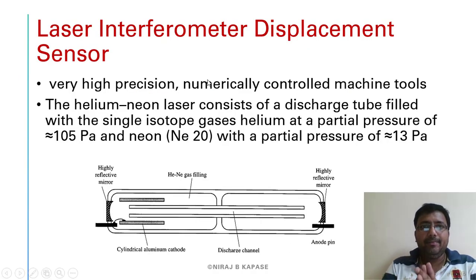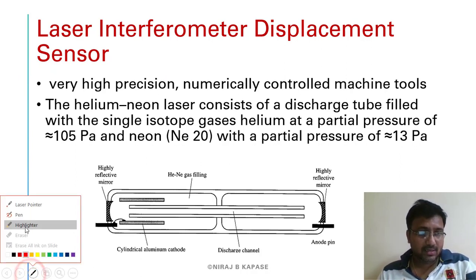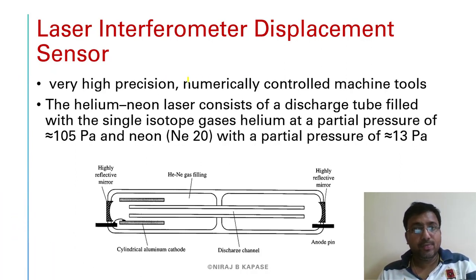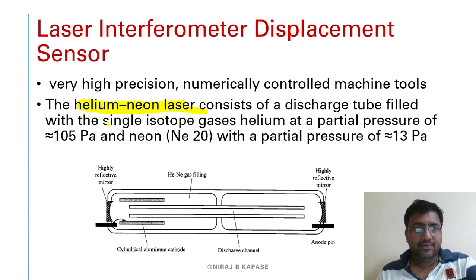The laser sensor uses very high precision numerically controlled machine tools. They use helium neon lasers. So the laser sensor uses helium neon lasers, consisting of a discharge tube. So there is one discharge tube, filled with single isotope gases: helium at a partial pressure of 105 Pascal and neon Ne with a pressure of 13 Pascal.